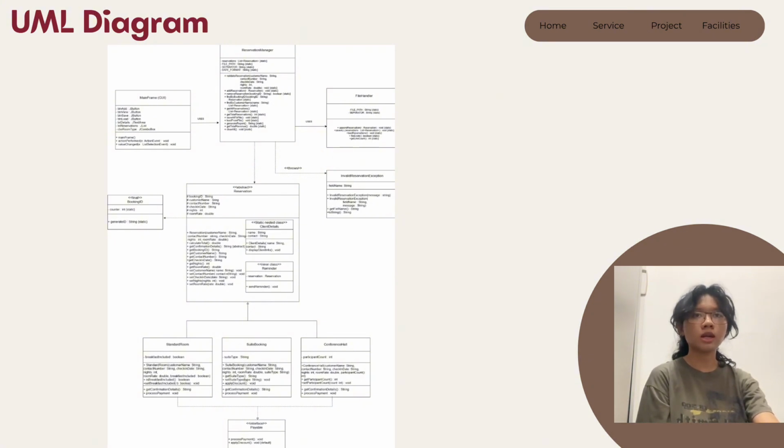The reservation manager class is responsible for managing reservations, including validation, searching, reporting, and reservation operations. It works together with the file handler class, which handles saving and loading reservation data from a text file. The invalid reservation exception class is used to handle validation errors and invalid reservation inputs. Overall, the UML diagram shows how object-oriented programming concepts such as abstraction, inheritance, polymorphism, interfaces, nested classes, file handling, and exception handling are integrated into the system.